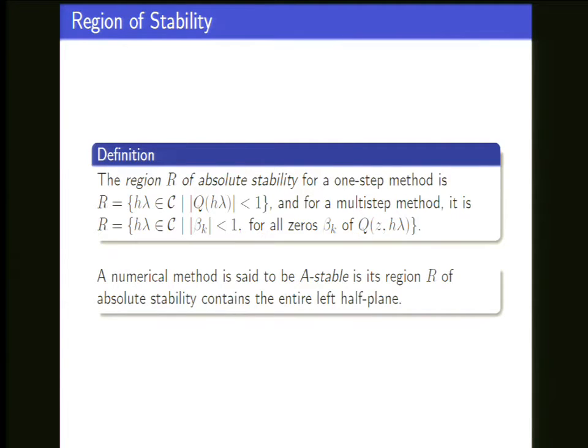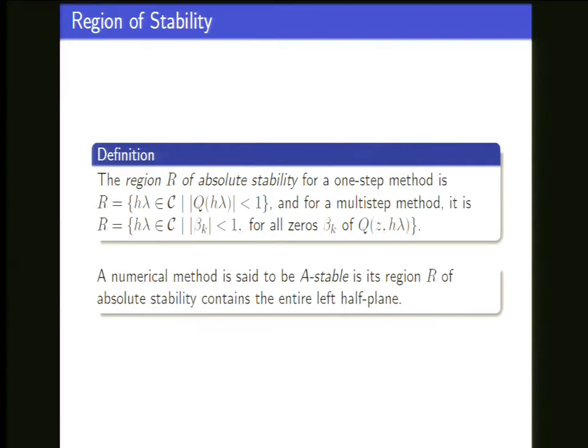How about the other one? If I have an eigenvalue down here, is there an h I can multiply by so that it doesn't blow up? Well, anything. Everything is covered. So that's a super stable method.